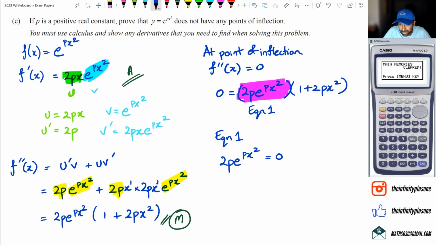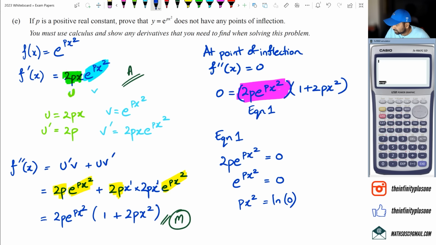Now what we can do is get rid of 2p, because when we take 2p to the other side, it becomes 0. And so we get e^(px²) is equal to 0. Then if we take ln of both sides, we end up with px² is equal to ln of 0. Now here's the first problem. In your calculator, if you've tried it, you would know that ln of 0 doesn't work out. So you can't have this equation equal to 0, because there are no solutions for it.